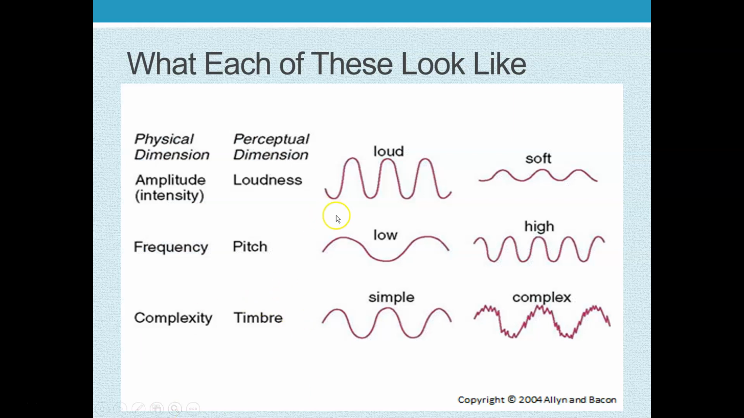So here's what that looks like. Here we have our amplitude. That is measured as sound intensity. So loud sounds will have a large amplitude. Soft sounds will have a lower amplitude. Frequency is our perception of pitch. With low frequencies, you can see that there are very few fluctuations from high to low to high. With a high frequency, we're going to see a lot more fluctuations.